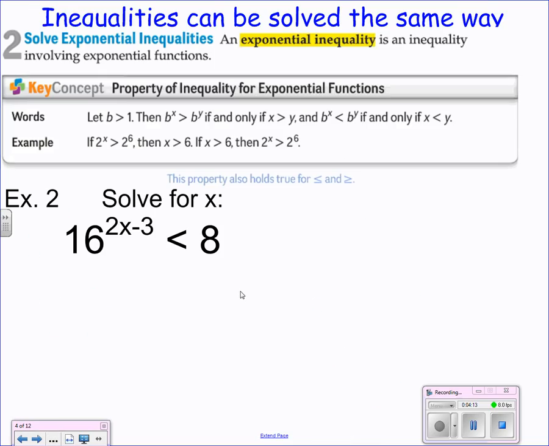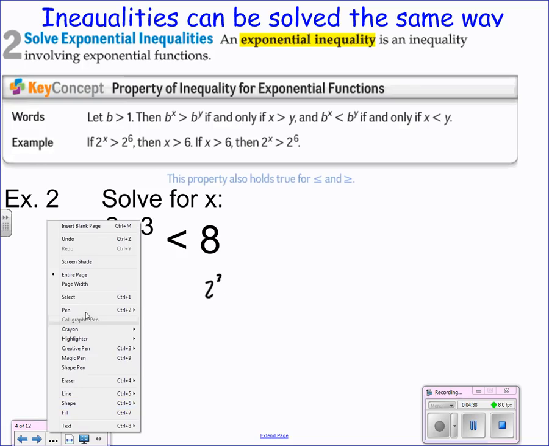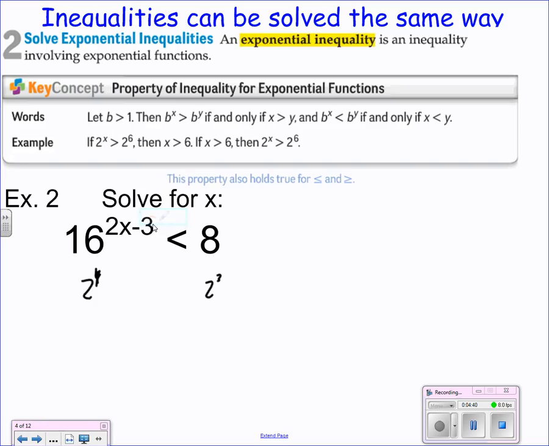Now we're going to solve inequalities. Inequalities, you do the same process as we did for equations. I first need to establish the same base. So we've dealt with these numbers already. So we know 16 is 2 to the power of 4. And 8 is 2 to the power of 3. The 16 had an existing power, so let's rewrite it. And the symbol is less than.